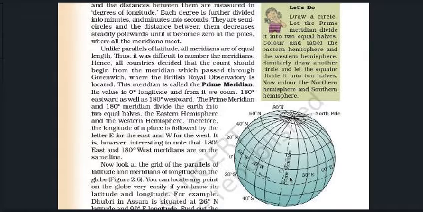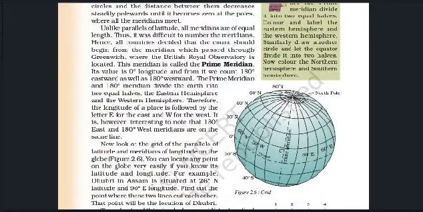You can see the parallels of latitude and the meridians of longitude. If you know both of these, then you can find any place on the earth. For example, Dhubri in Assam is situated at 26 degree north latitude and 90 degree east longitude. If you know the 26 degree north latitude and the 90 degree east longitude, where these two lines cut each other, that place is Dhubri in Assam.